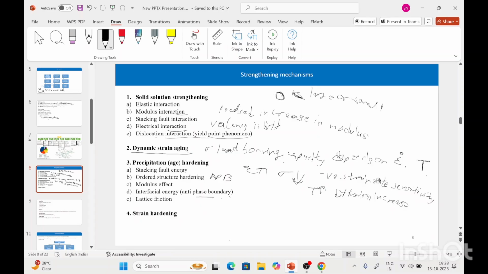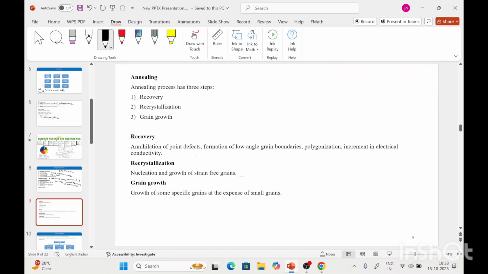Then the fourth point is strain hardening. In strain hardening, if we provide some percentage of deformation, that deformation will increase the dislocation density, and due to the increase in dislocation density, the material strength goes high.